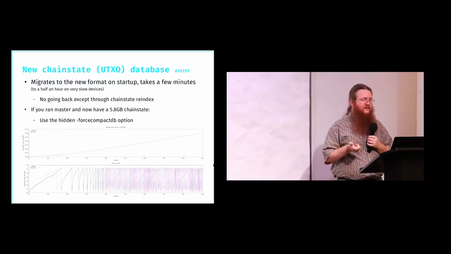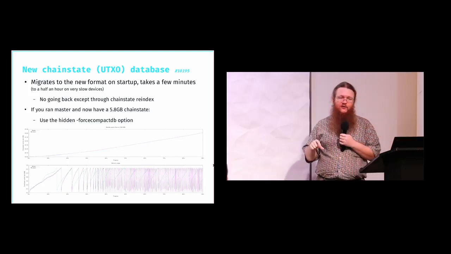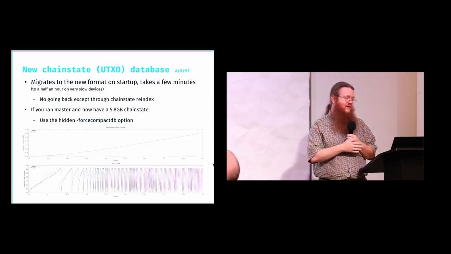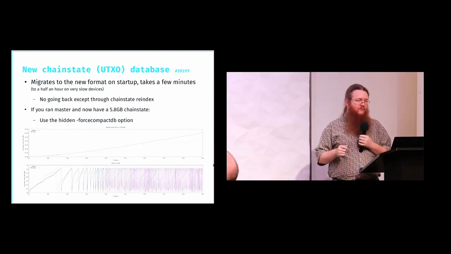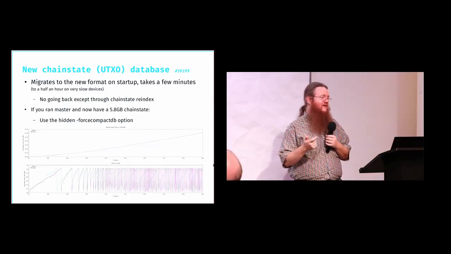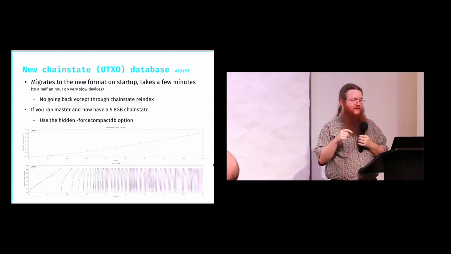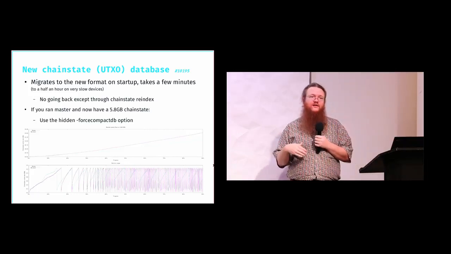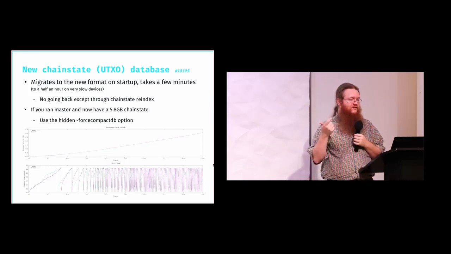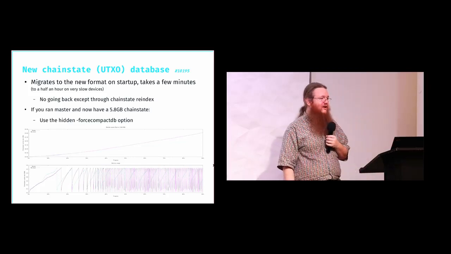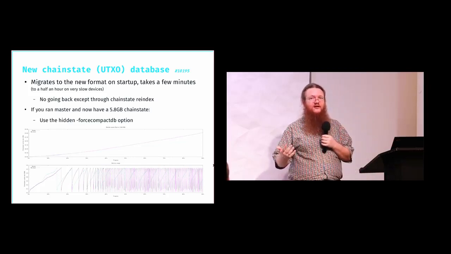There is a little corner case where if you ran Bitcoin Core Master in a couple-week period from when we introduced this until we improved it a bit, your chain state directory may have become 5.8 gigabytes in size, so double size. That's because LevelDB, the underlying backend database, wasn't particularly aggressive about removing the old records once they were deleted. So there is a hidden force compact DB option that you can run. It's a one-time operation that will shrink the database back to its size. So if you happen to notice on a node of yours that you have a 5.8 gigabyte chain state, run that command.